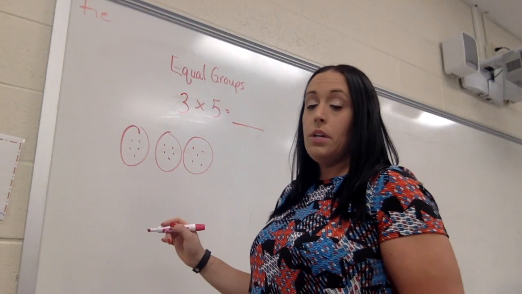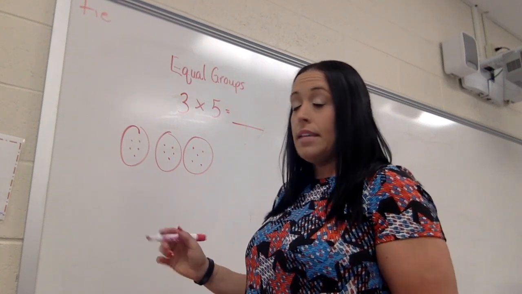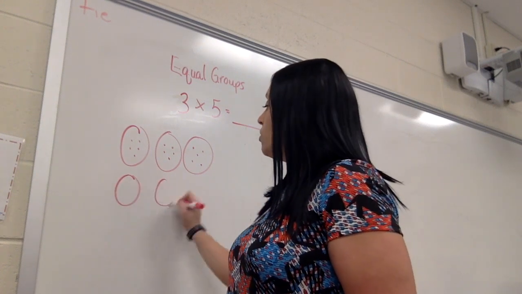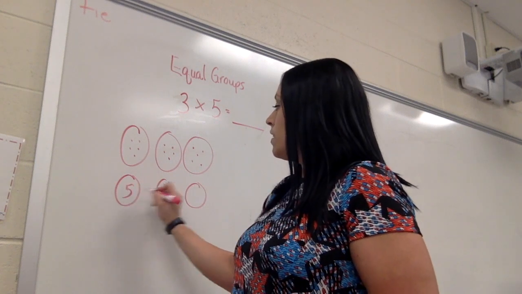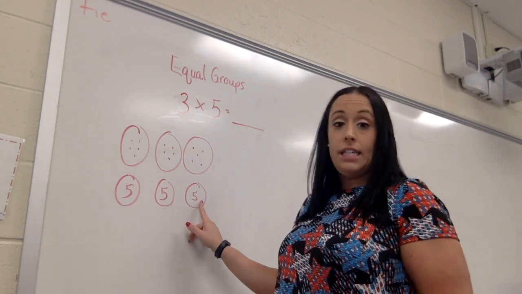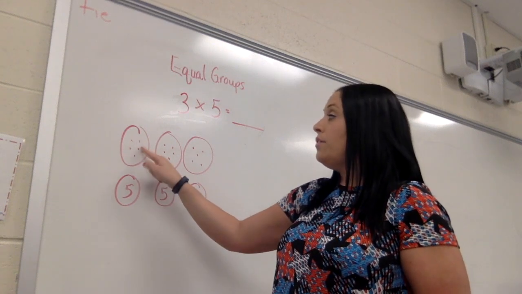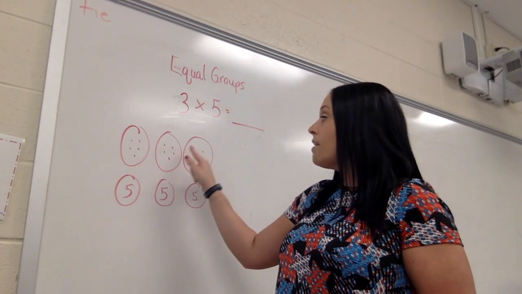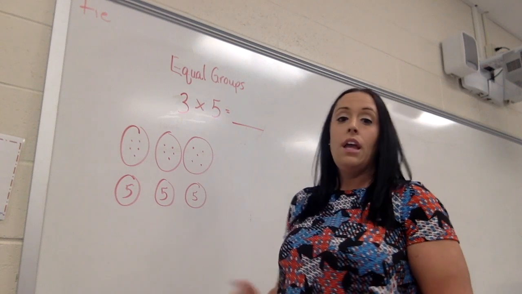Some of the kids, because they are really great with skip counting, will also do the number 5 in each, which in this case they would count 5, 10, 15, or 1, 2, 3, 4, 5, 6, 7, 8, 9, 10, 11, 12, 13, 14, 15.